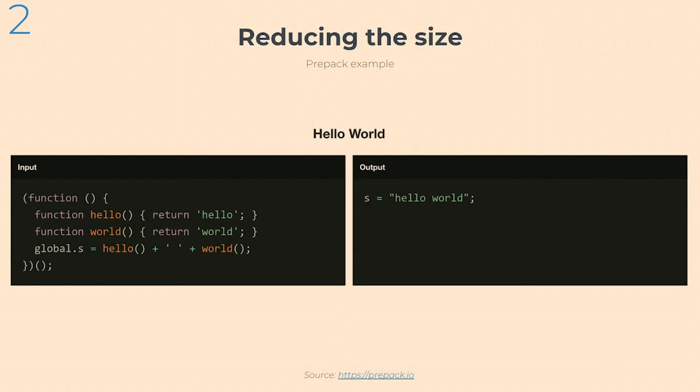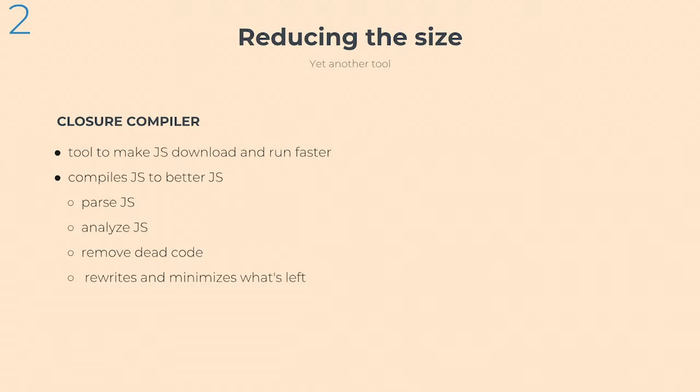There's another Google tool that you can use. It's called Closure Compiler, and it's a tool for making JavaScript download and run faster. So instead of compiling from a source language to machine code, it compiles from JavaScript to better JavaScript. That's what they claim. In theory, it parses your JavaScript, analyzes it, removes dead code, and rewrites and minimizes what's left. So it can be quite a good tool to use. It also checks syntax, variable references, and types, and warns about common JavaScript pitfalls. So it's like an ESLint tool too.